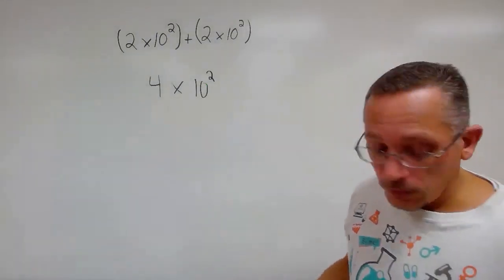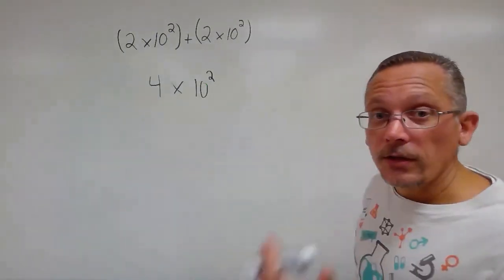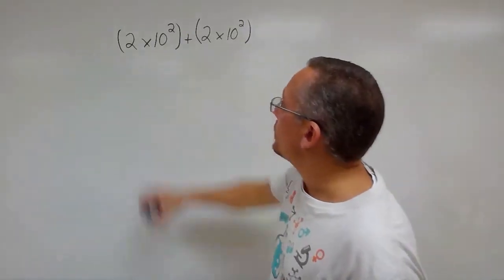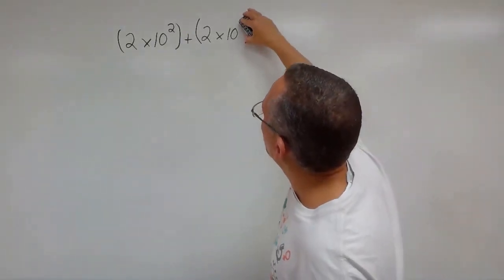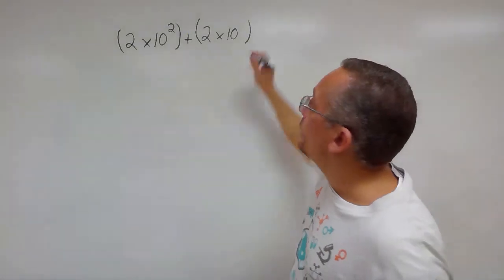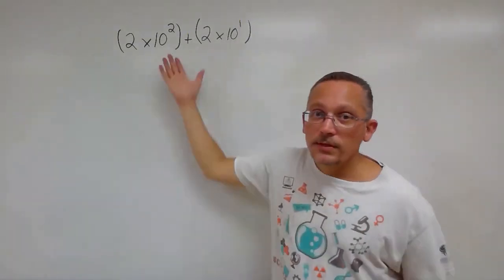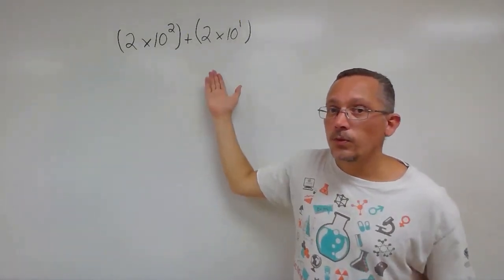Now, what if those 2 exponents are not the same? Let's say instead, I had a 10 to the 1 here. So I have 2 times 10 to the 2 plus 2 times 10 to the 1.